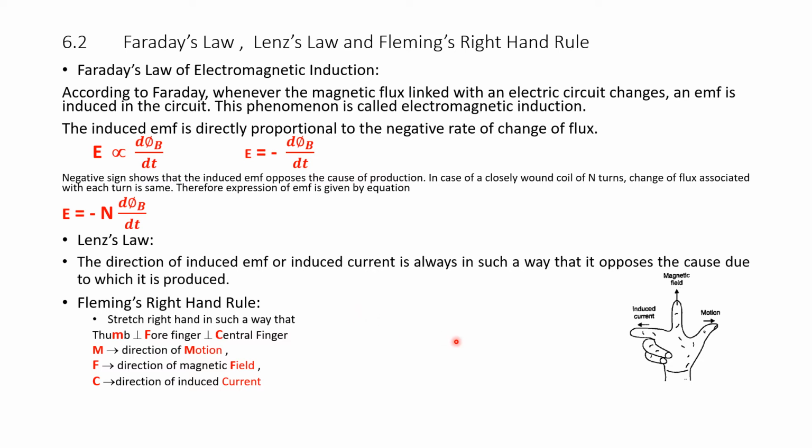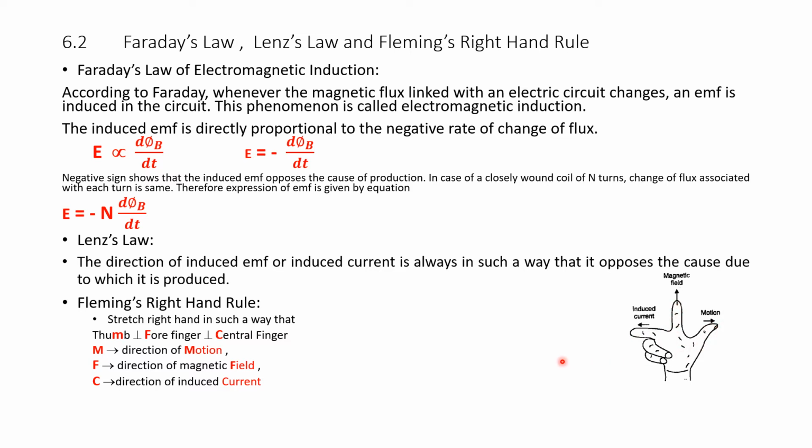Please stretch your right hand in such a way that thumb is perpendicular to magnetic field and both are perpendicular to the induced current. This is shown in this figure on your right hand side. So here the right hand is stretched in such a way that the thumb, the forefinger and the middle finger, this is middle finger and this is forefinger and this is the thumb.